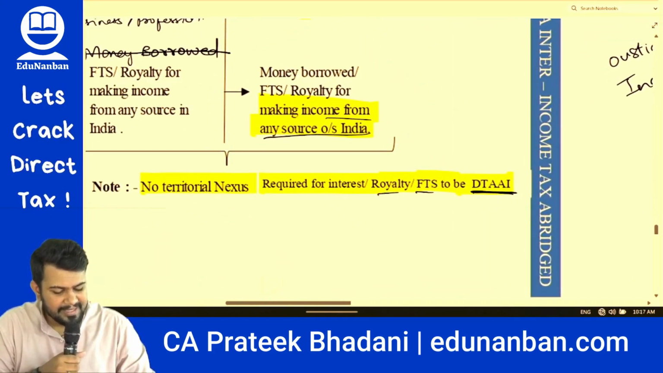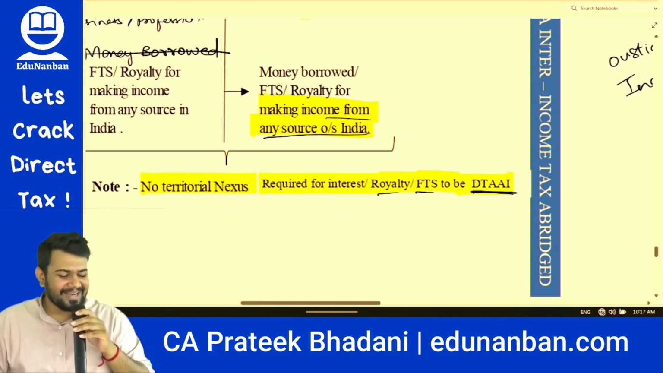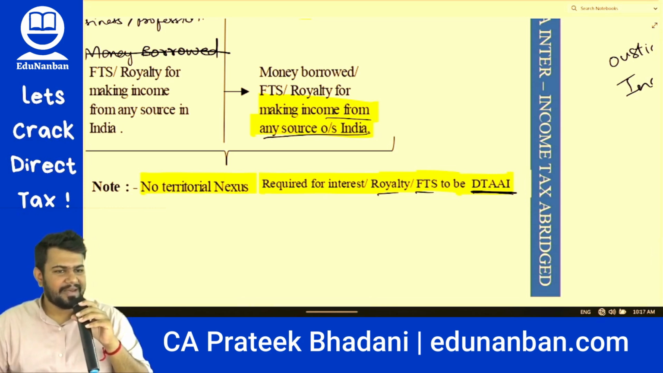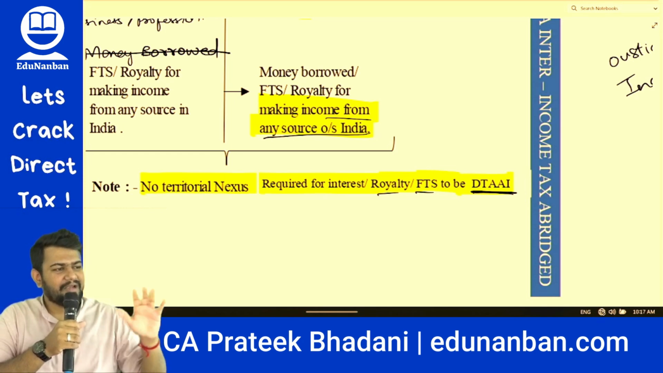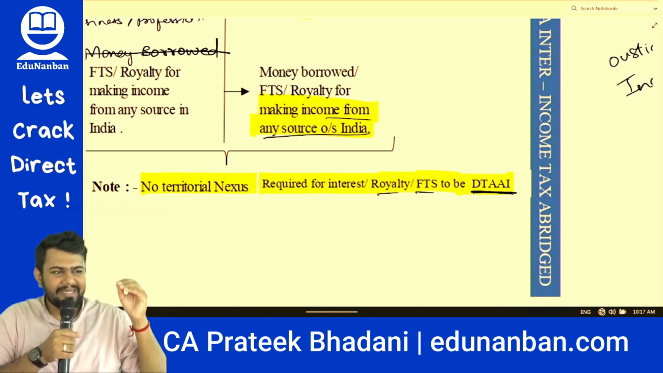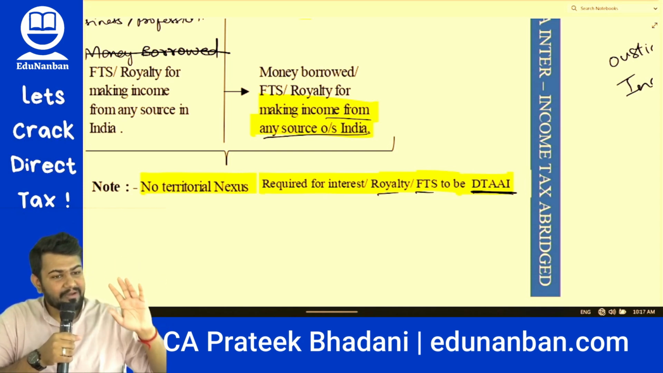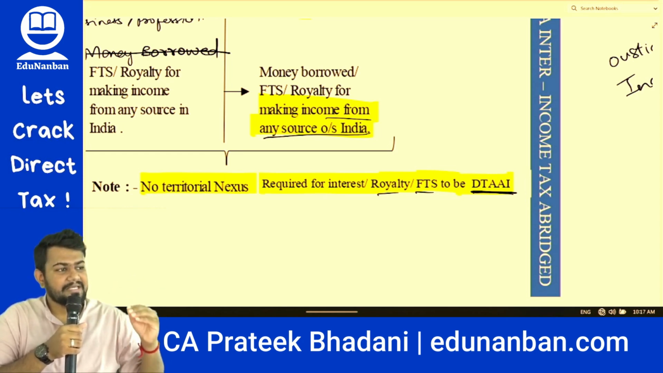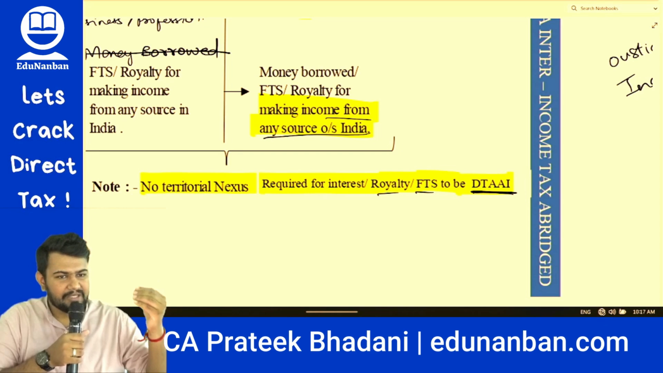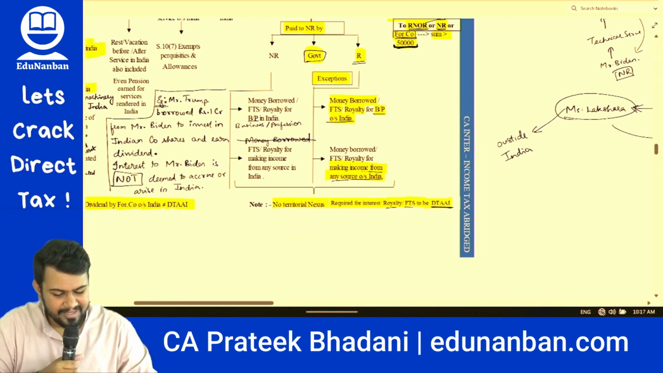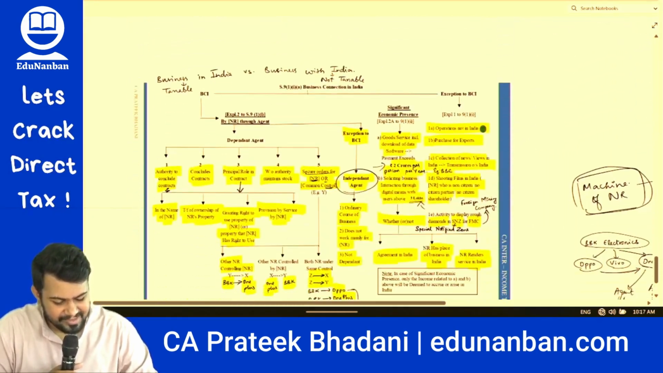Then last point, there is no territorial nexus required for interest, royalty and fee for technical service to be deemed to accrue or arise in India. It means what? It is not at all necessary that the non-resident should stay in India, the non-resident should receive it in India, or non-resident should have any place of business in India. Without that also it can be taxable in India, because we should not see the territorial nexus, we should see where the money is being used, or royalty or fee for technical service is being used. Okay, so with this, residential status also over.